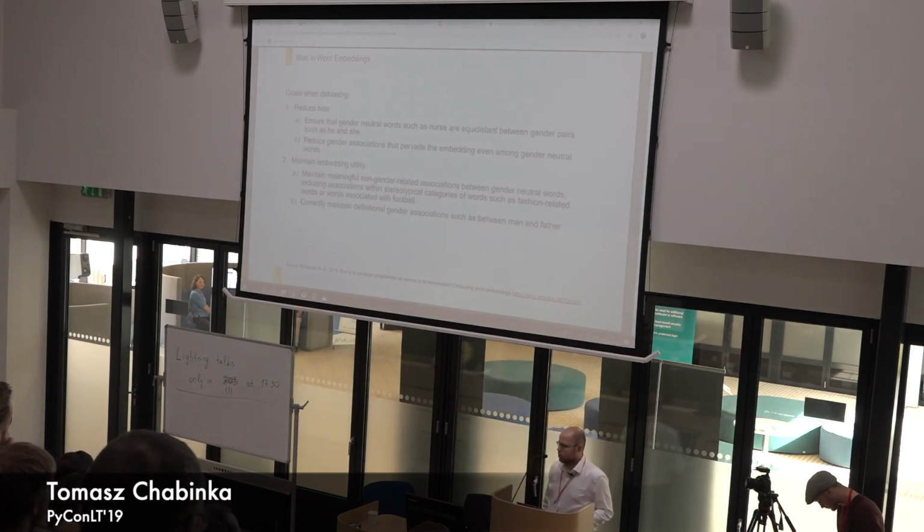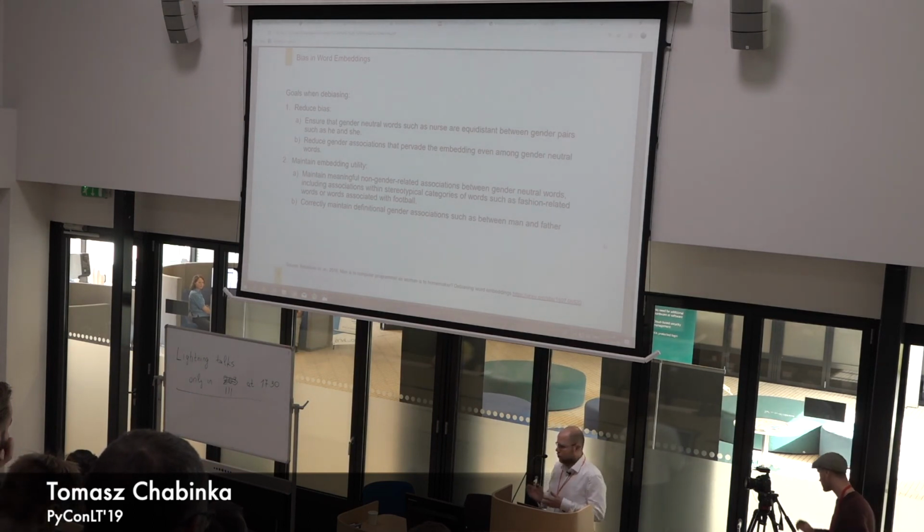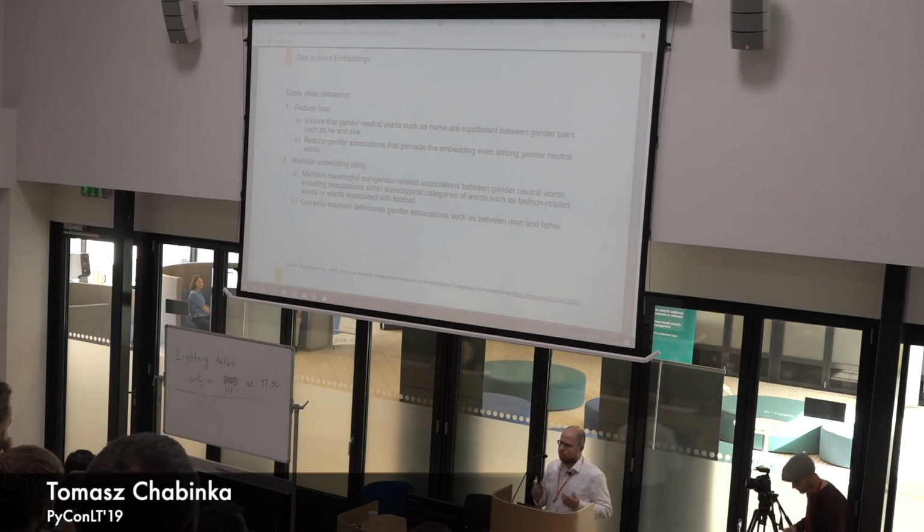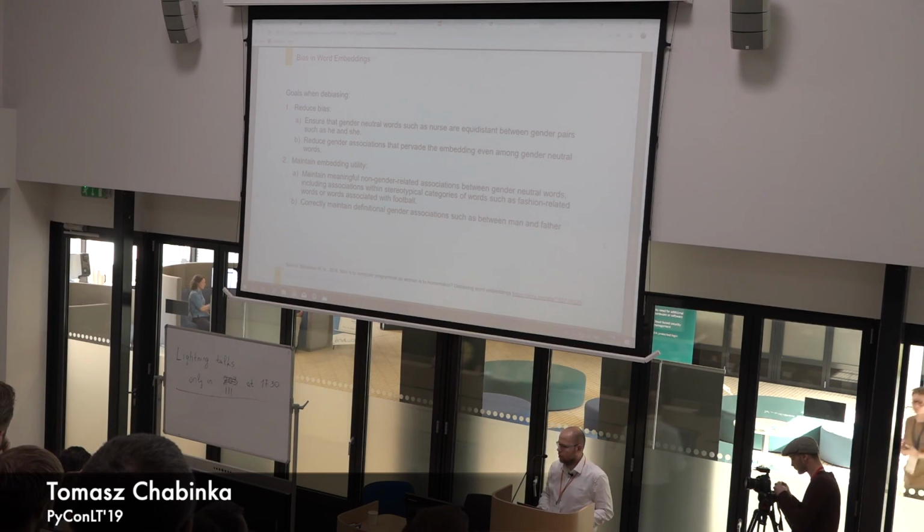As I mentioned, we have some vectors, so on these vectors we can find a vector that is responsible for the bias we have, and we can remove this vector from the embeddings, and this way we can reduce bias, but at the same time we still maintain the utility of our embeddings. We don't break them, they are just working better.